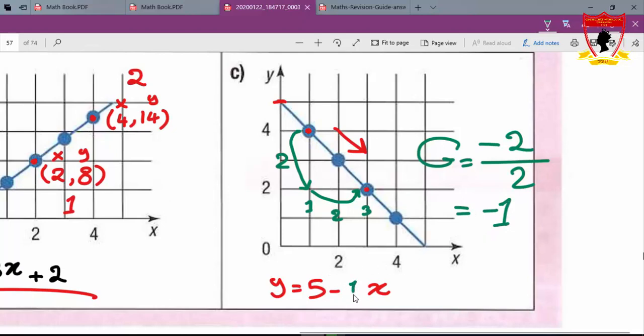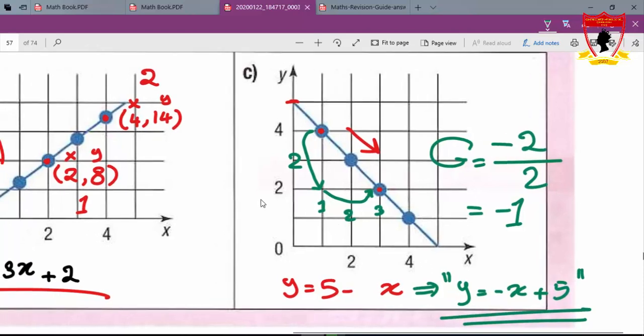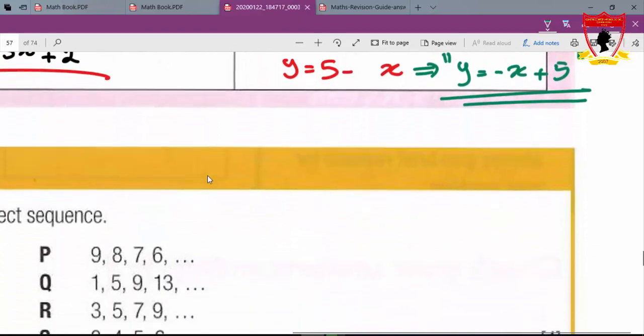And I told you 1 shouldn't appear in front of the x as a coefficient. It's better to just remove it. And the equation of this blue line here in part C, y equals 5 minus x, is the equation. Is it fine to write it like this? Yes, it's perfectly fine. It has no problem, 5 minus x. Or you can write the same equation in this form. Y equals negative x plus 5. It's also fine and acceptable.